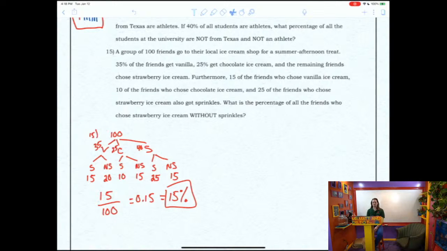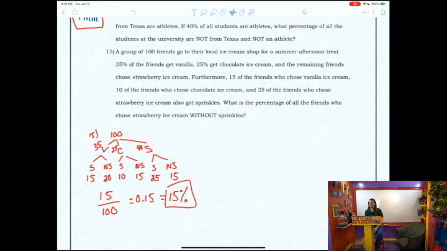So the only difference here is that now on the original division, we're going to have 3 groups rather than just 2. So we have to split the original 100 friends into vanilla, chocolate, and strawberry. If there are 100 friends in total and 35% of them chose vanilla, that means 35 of them got vanilla ice cream. 25% of 100 is 25, and 40% of 100 is 40.